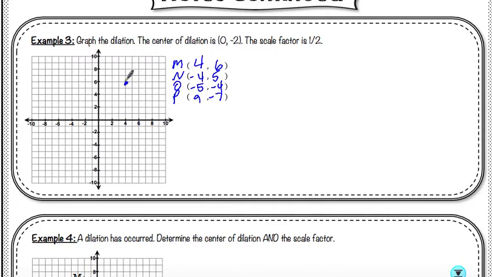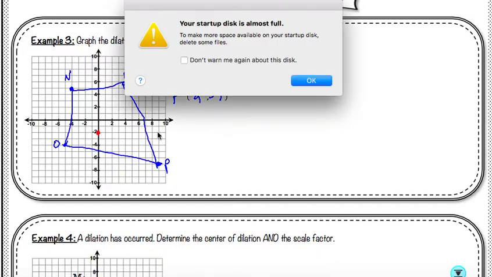(4, 6), (-4, 5), (-5, -4), and (9, -7). All right, this is a quadrilateral. There's no specific name for what type of figure this is. It just has 4 sides. I tried my best to draw it pretty. Okay, so the center of dilation is (0, -2). Go ahead and mark that.